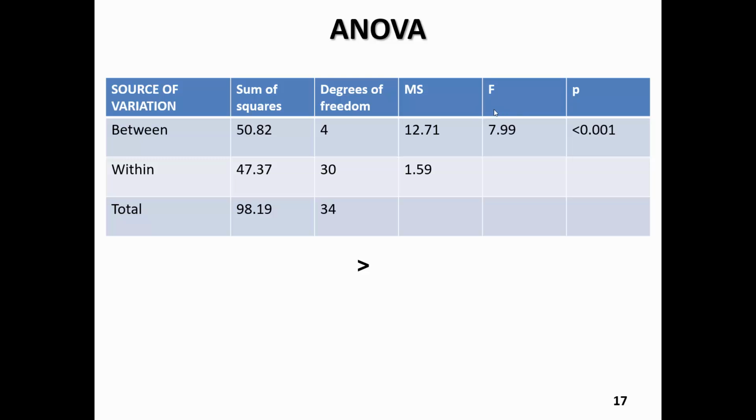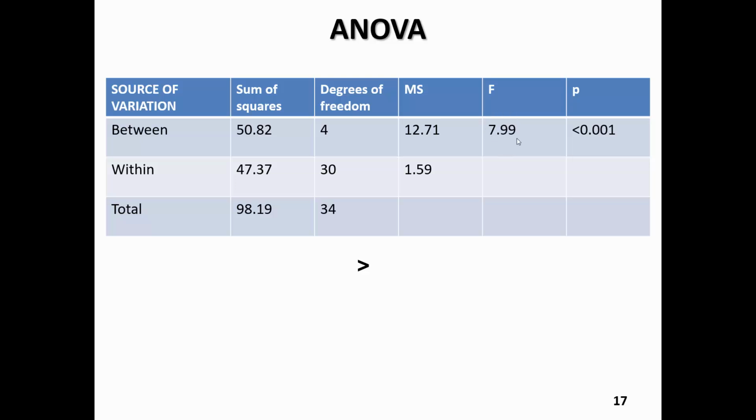You'll notice here that in the next column we lose one cell. As we go from sum of squares to degrees of freedom to the actual variance term, or the mean square term, we don't put in the total because it's not used in the subsequent calculations. So we have our mean square of 12.71 for the between term, 1.59 for the within. We calculated our F statistic to be 7.99.